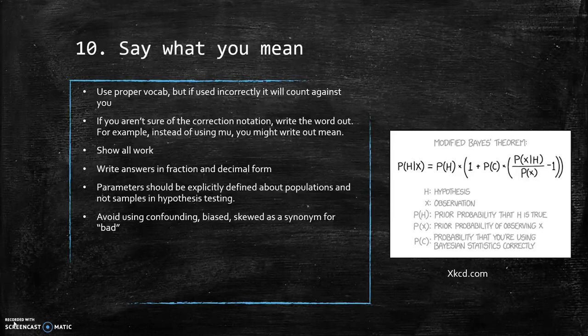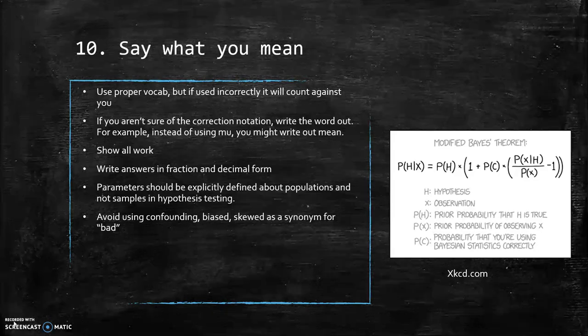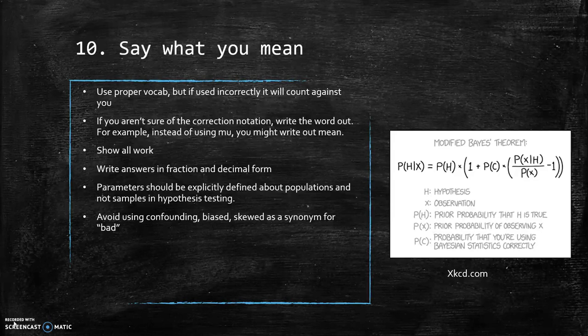When you are using notation, variables, things like that, if you aren't sure which one to use, just write out the word instead. Show all your work on your free response questions. Do not just refer to using the calculator, and I'll come back to this in a later point. If it's referring to a probability question, it's good to write out both the fraction and decimal answer.